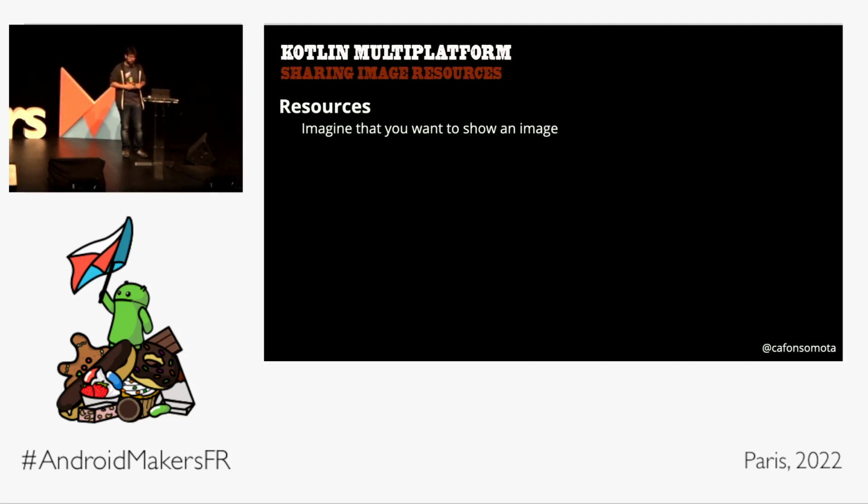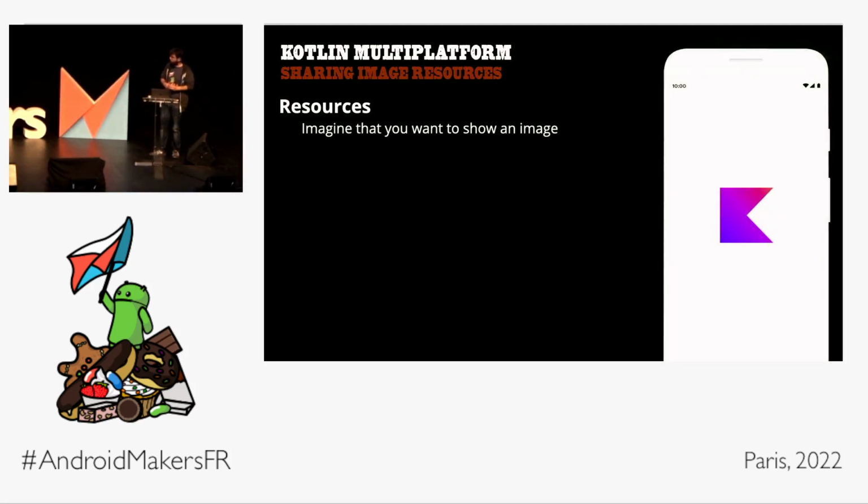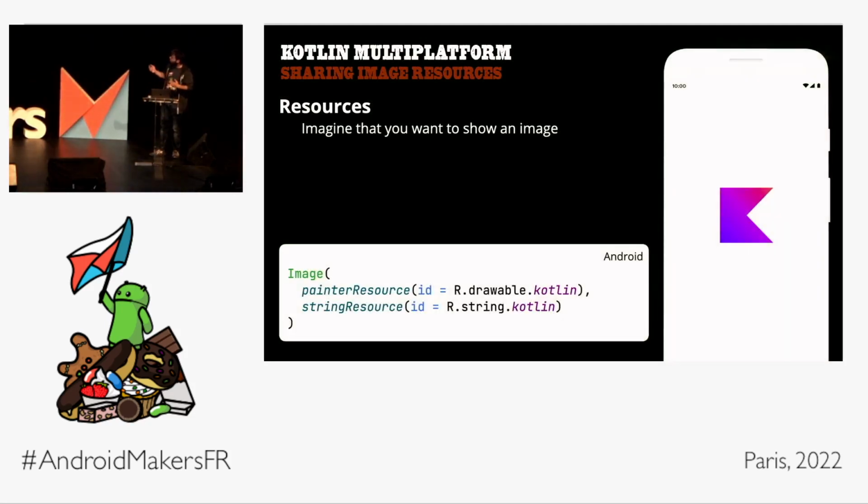So let's see a quick example. Imagine that you want to load an image. So we want to load this Kotlin image. On Compose, we'll do something like this. We're going to say that the painter resource is going to use the R.drawable.kotlin. And then Compose requires that you add the content description, thinking about accessibility. So you need to access the R string and then access the string, in this case, Kotlin.